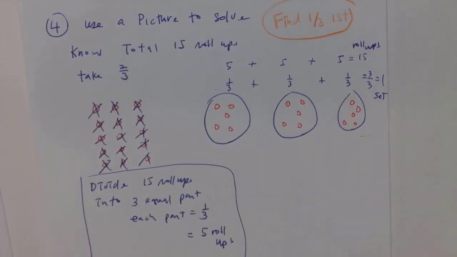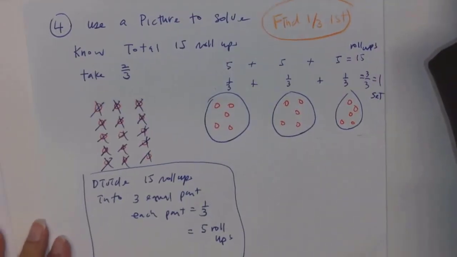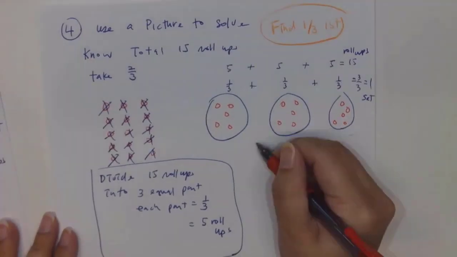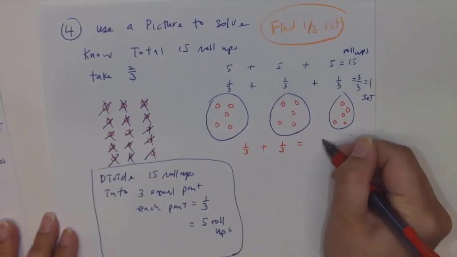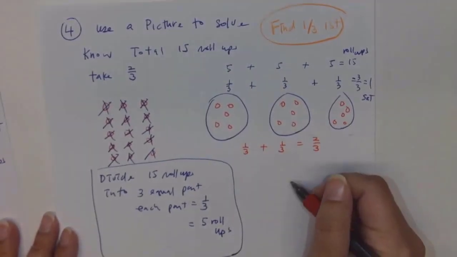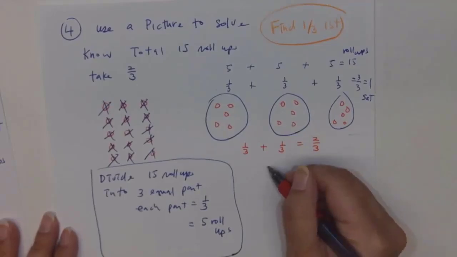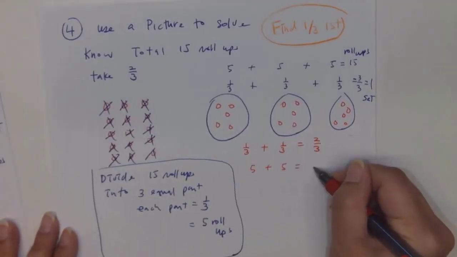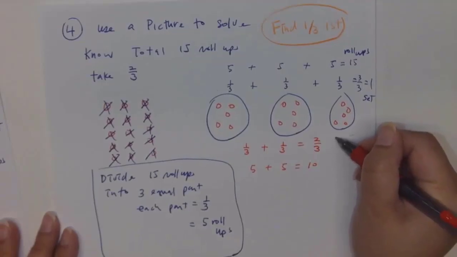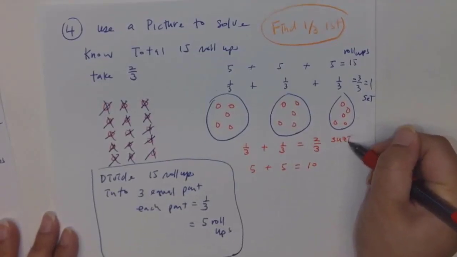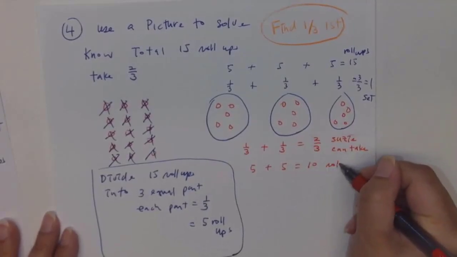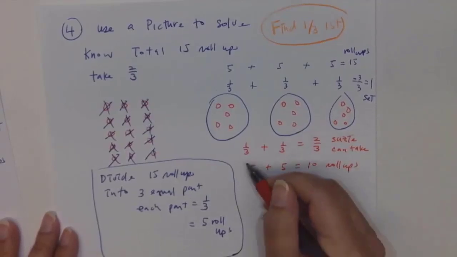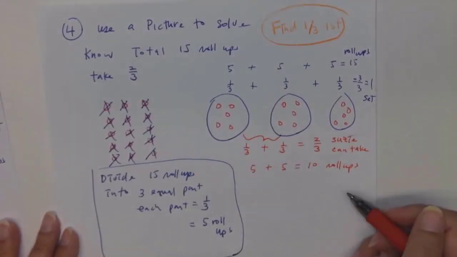But how much can Susie take with her? 2/3. So for Susie, it's going to be 1/3 plus 1/3 equals 2/3. And how many roll-ups? 5 plus 5 equals 10. So this is for Susie. She can take 10 roll-ups here. So just for these two, right?